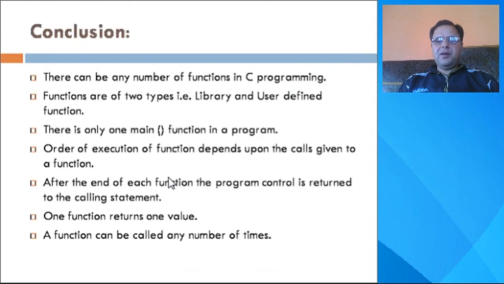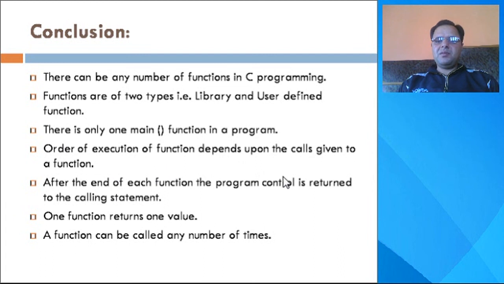So what conclusions can we draw from this? There can be any number of functions in a C program. There is no limit. Functions are of two types, library functions and user-defined functions. One is the library function, the other is the user-defined function. There is only one main function in a program.